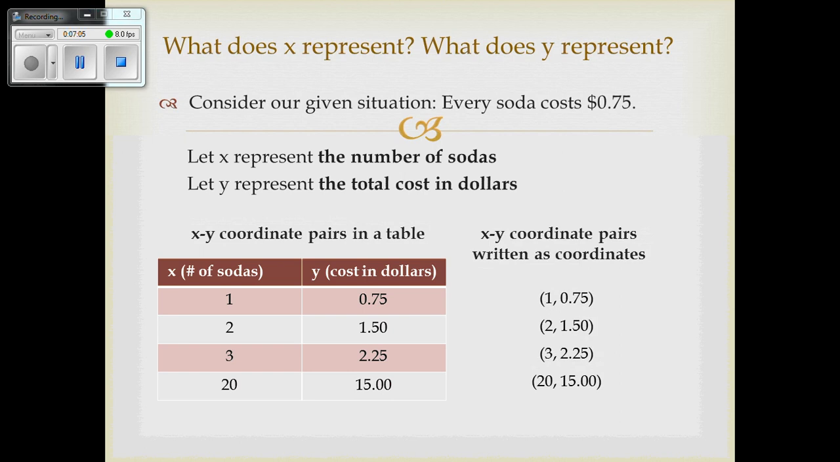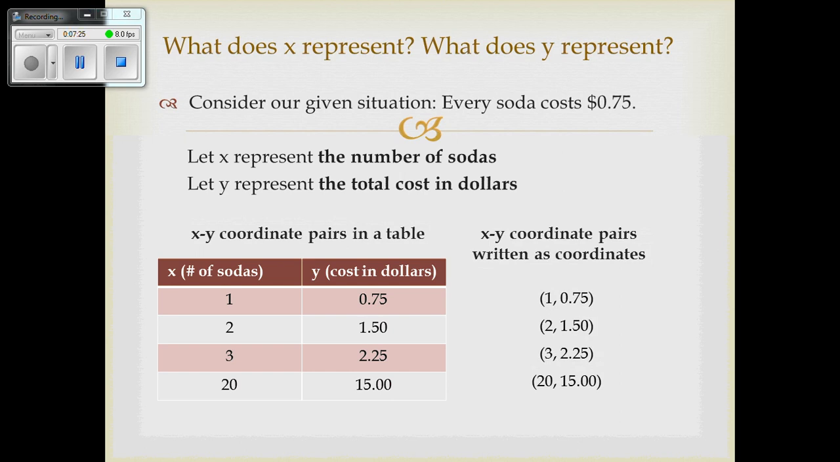Our second pair is 2 and 1.5, or 1.50. 3 and 2.25 is our third coordinate pair. And then the fourth one in the table is 20 sodas, which would be $15.